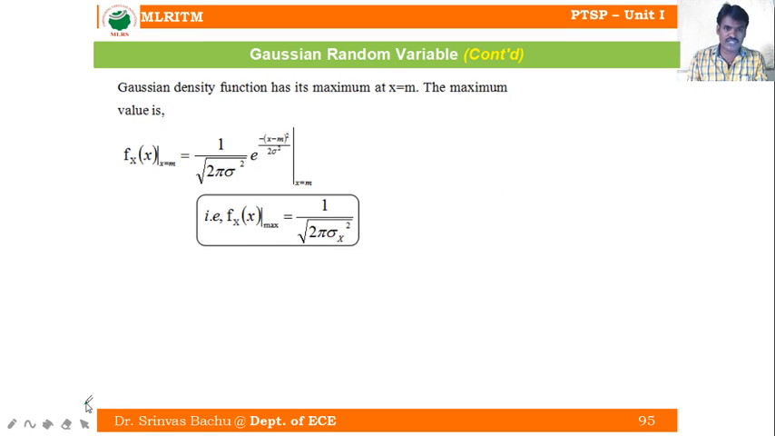The Gaussian density function has a maximum value at x equal to the mean value only. It is 1 by root of 2 pi sigma square x at x equal to m; substitute x equal to m. The power of the exponential is 0, e power minus 0 is 1, so we are left with the constant 1 by root of 2 pi sigma square x. This is the maximum value of the Gaussian density when x equals m.